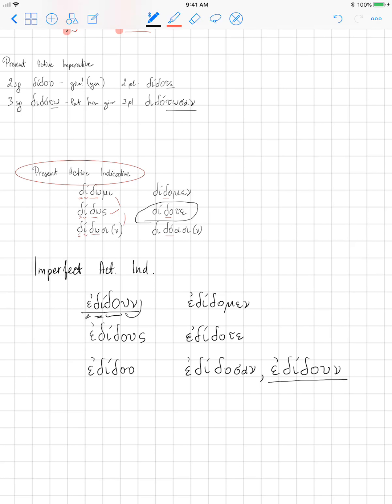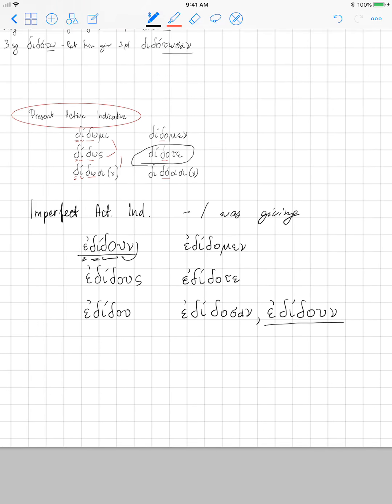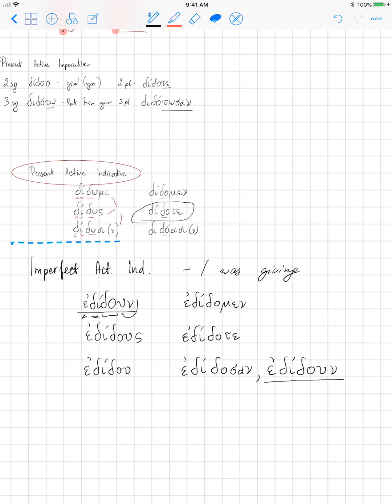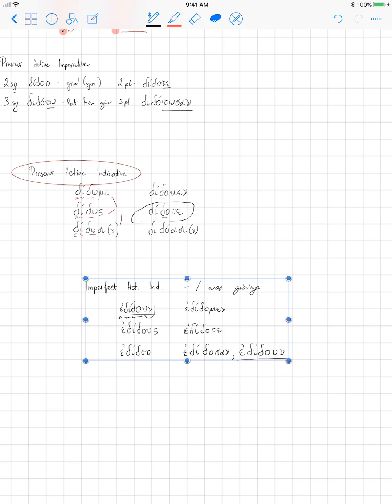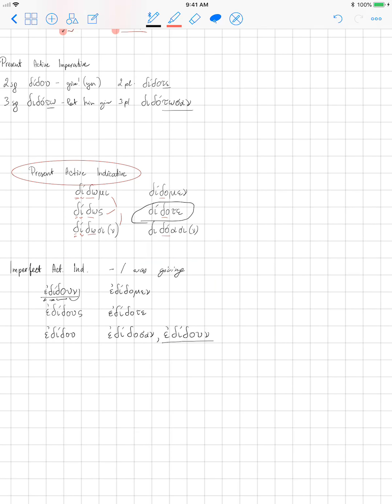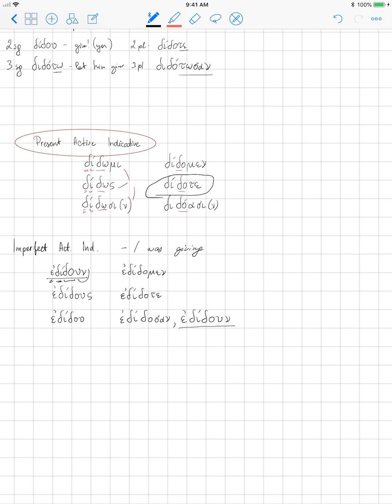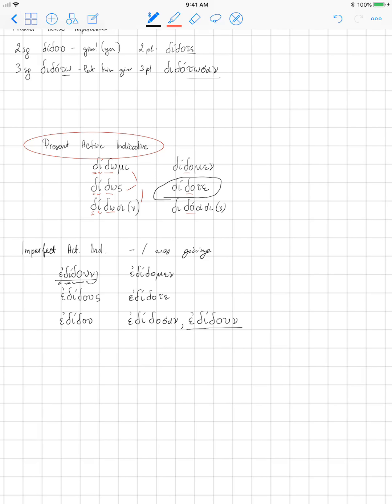How would we translate imperfect? Yep, I was giving. What about I gave? Well, glad you asked. I should stop saying that. It sounds like I learned it from someone. I gave would be rendered through aorist. Aorist.